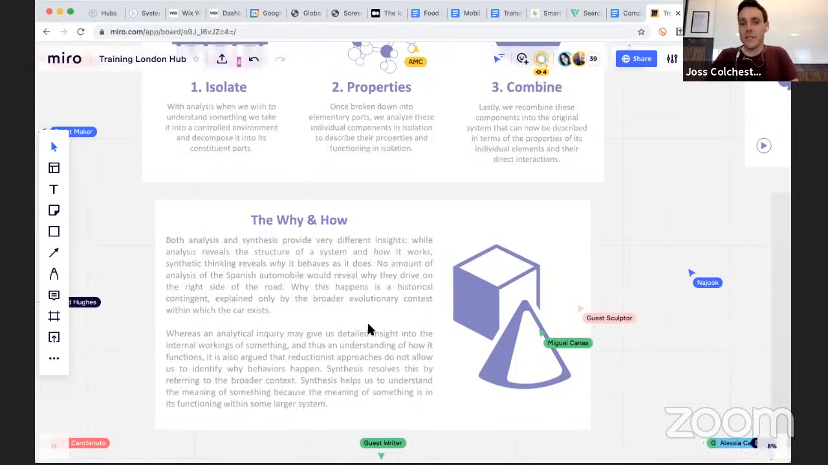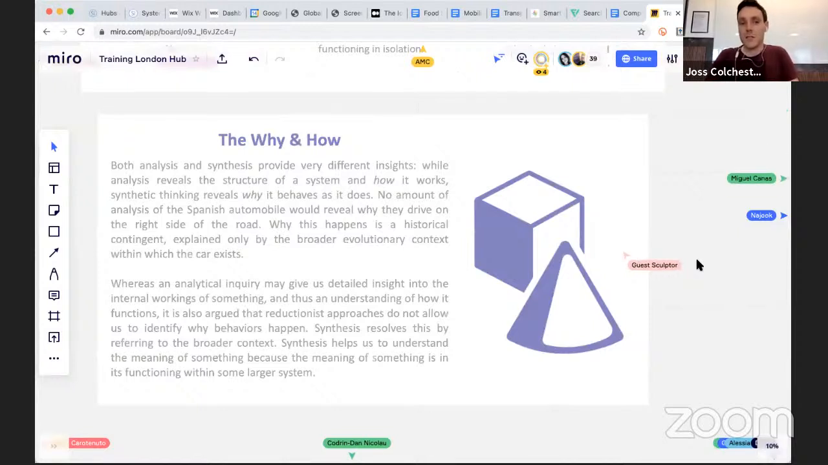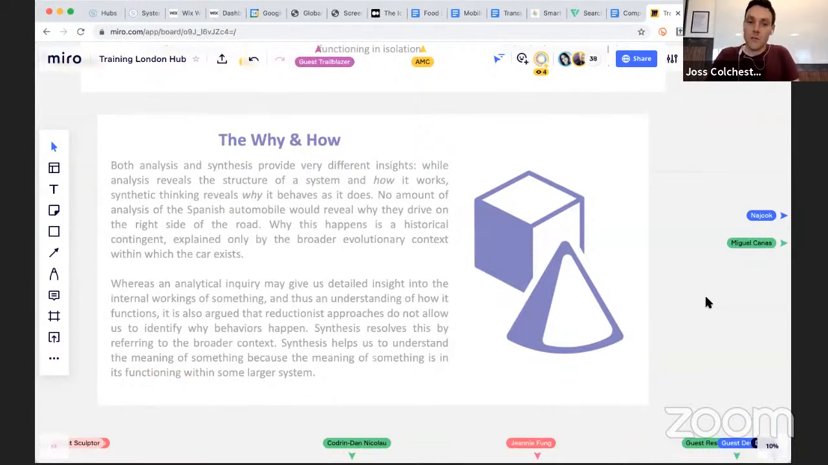So both analysis and synthesis provide very different insights. While analysis reveals the structure of the system and how it works, synthetic thinking reveals why it behaves as it does. So this is Russell Ackoff again. He gives the example of the Spanish automobile. He says, no amount of analysis of the Spanish automobile would reveal why they drive on the right side of the road. Why this happens is a historical contingent explained only by the broader evolutionary context within which the car exists.